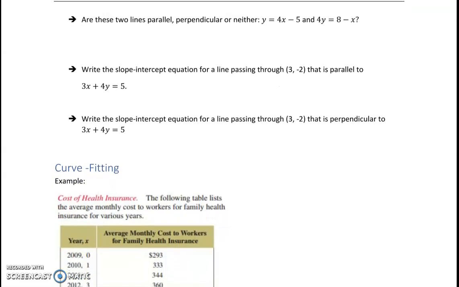Okay, let's do some examples. Now that we have worked through what perpendicular and parallel lines look like as far as the equations, let's put that into practice. We're going to be given two lines over here. Are these two lines parallel, or perpendicular, or neither? So what do we need to look at in order to determine this? Well, if we go back to our definitions, we need to look at slope, and we may need to look at y-intercept, but we definitely need to look at slope.